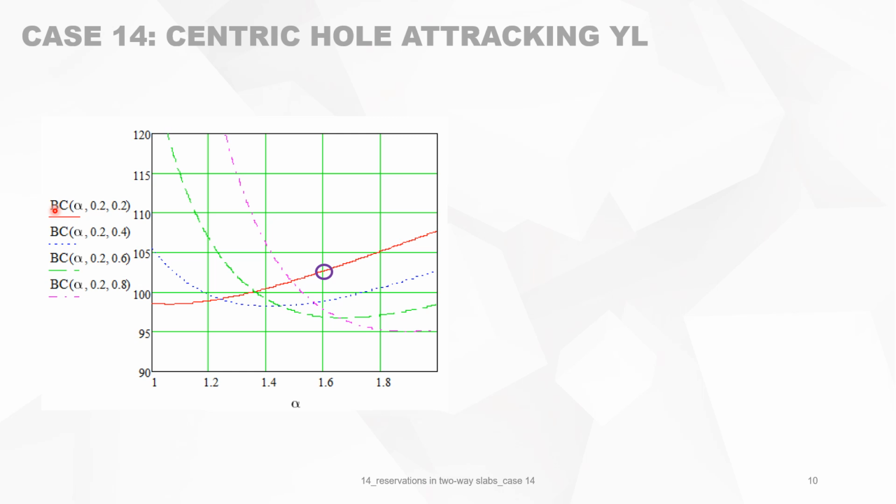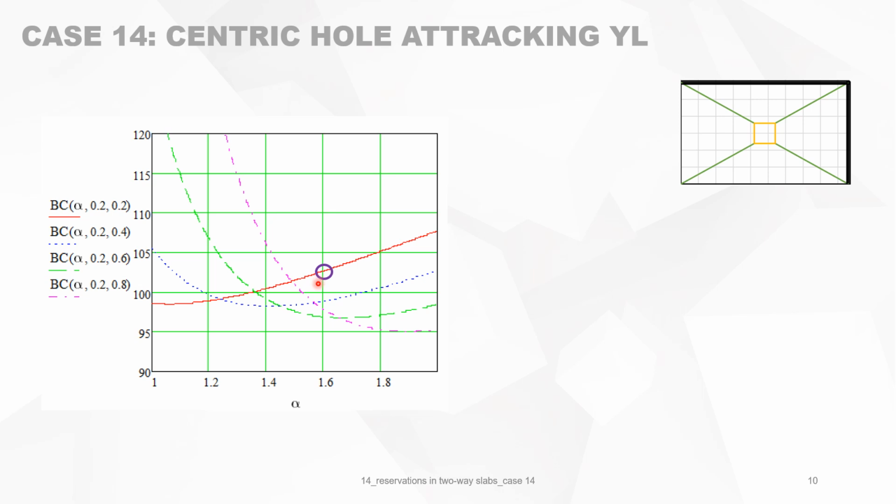For instance, for alpha equal to 1.6, this is the red curve, and the reservation is 0.2 by 0.2. You see that the bearing capacity of this is 103%. So you can make a hole like that, you will not touch the bearing capacity of the slab.